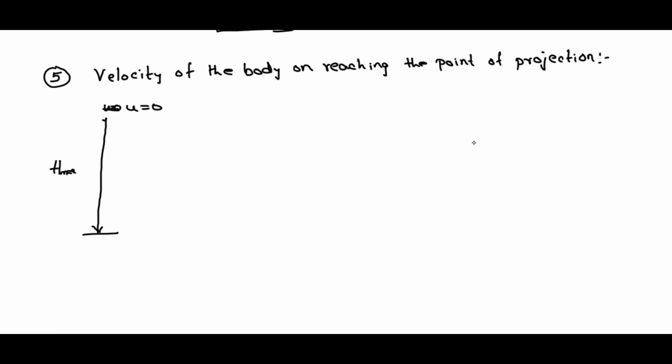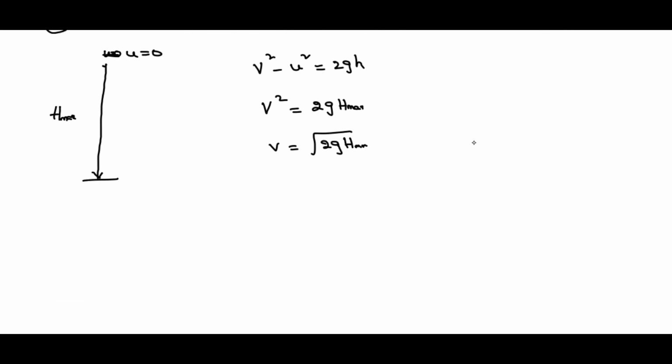Now, from v square minus u square is equal to 2gh formula, v square is equal to 2g h maximum, or h. So v is equal to square root of 2gh. Be clear here.